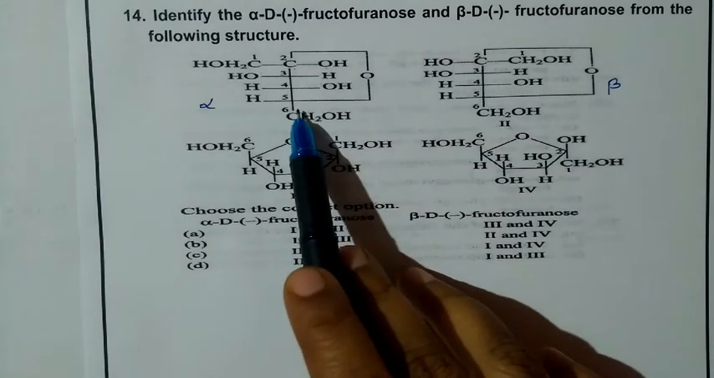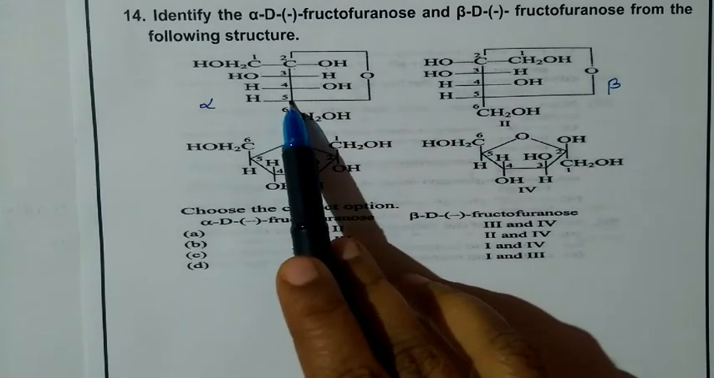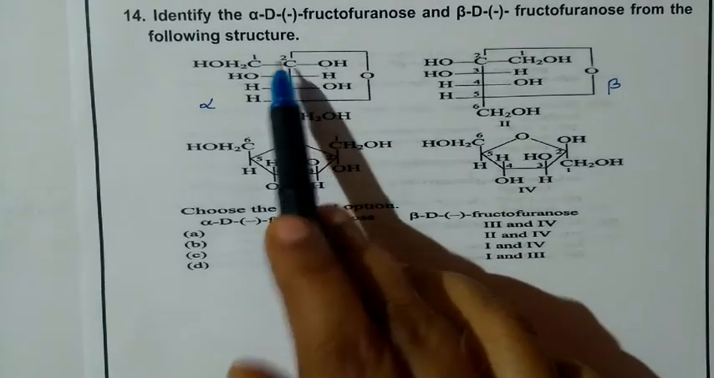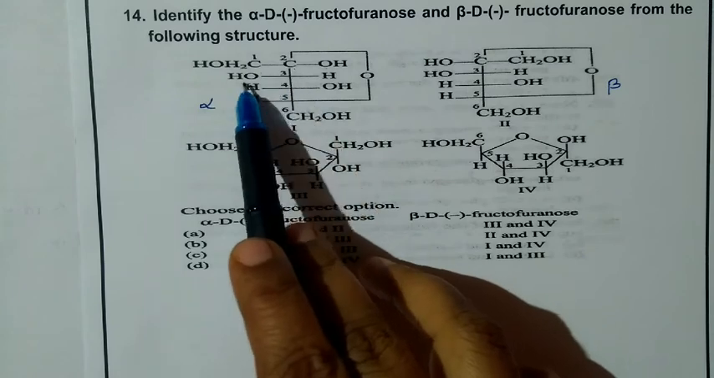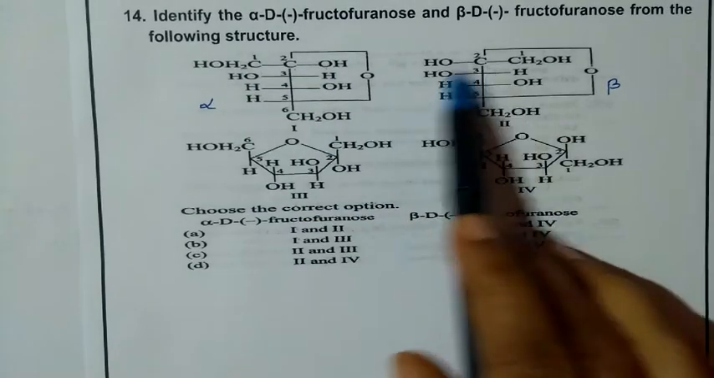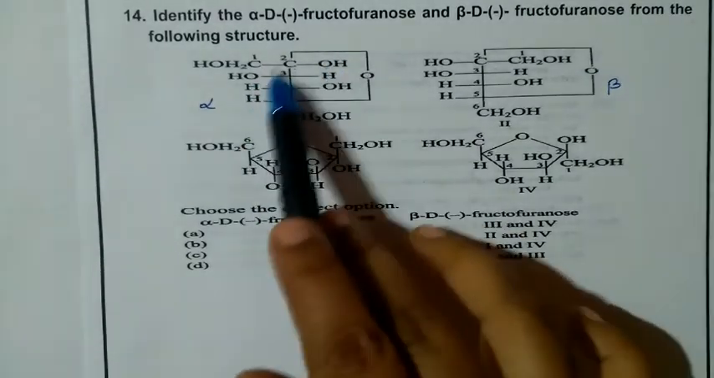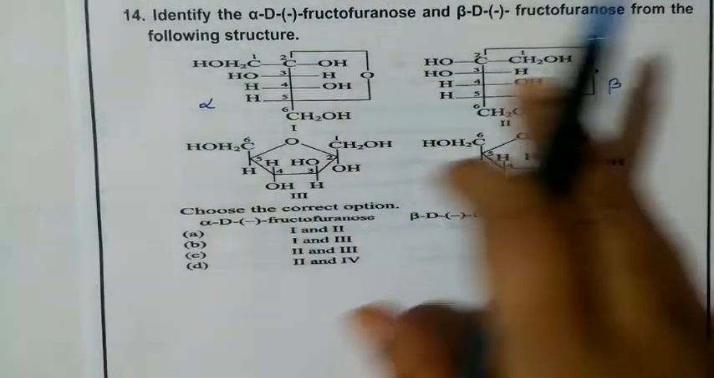Check whether the remaining carbons' OH groups are correct or not. The sixth carbon and fifth carbon are involved in the bonding. The fourth carbon OH is on this side only. The third carbon OH is on this side only. The second carbon OH might be on this side or this side. So the remaining OH groups and the remaining structures are correct. So this is alpha and this is beta.